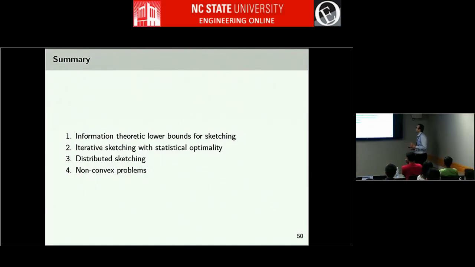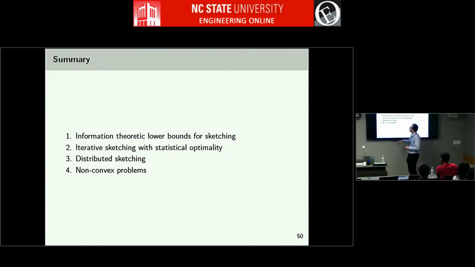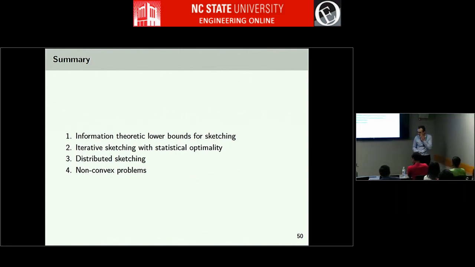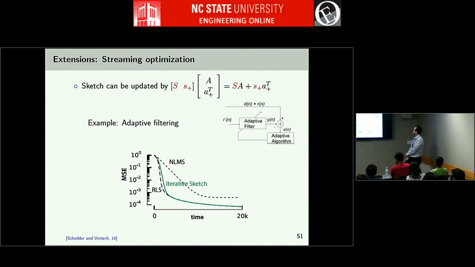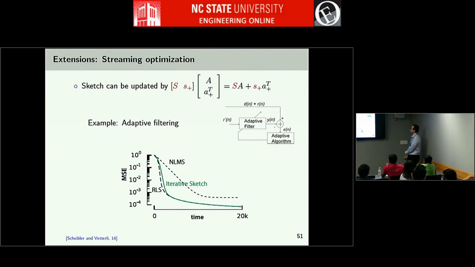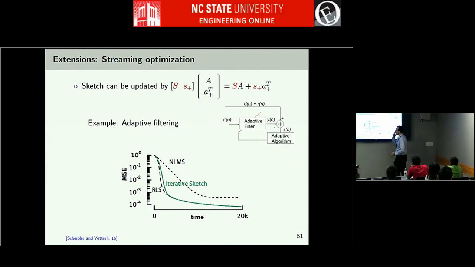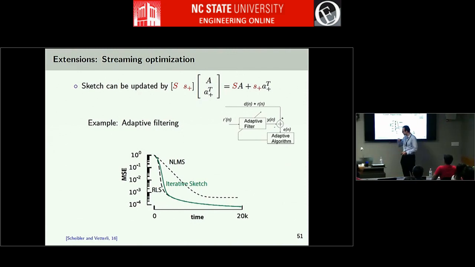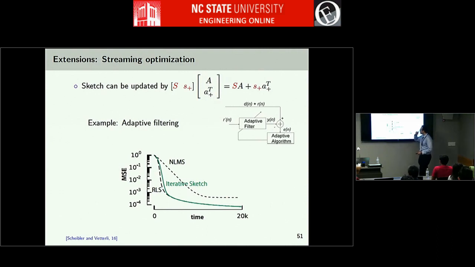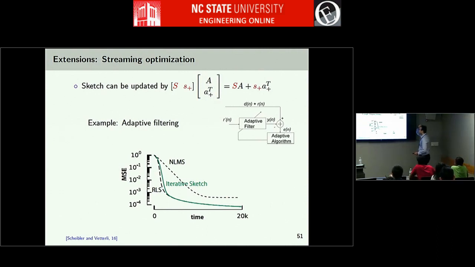So I talked about sketching, lower bounds, upper bounds, statistical optimality, distributed sketching, and non-convex problems. So let me tell you about some ongoing work we have in our lab. One nice application of sketching is actually streaming optimization, when you have the data coming in continuously. For instance, adaptive filtering or Kalman filtering. So this is a paper by Martin Vetterli from EPFL and his student. They actually applied our algorithm iterative sketch to adaptive filtering.